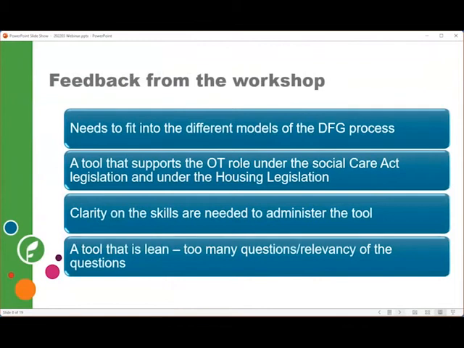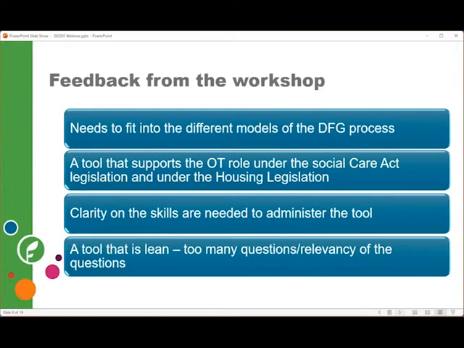As I say, the first iteration of the triage tool actually had 9 questions, and the feedback we got from the workshop was that it really needed to fit into the different models and different ways the DFG process happens in local authorities.